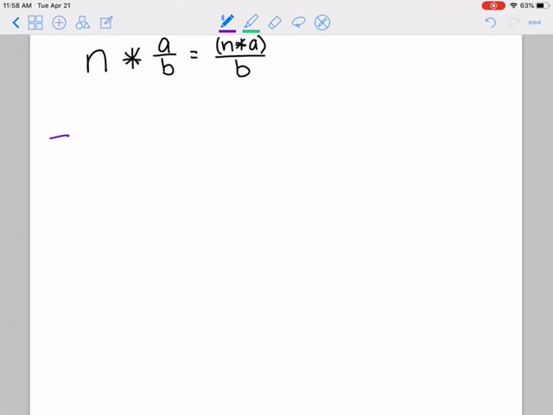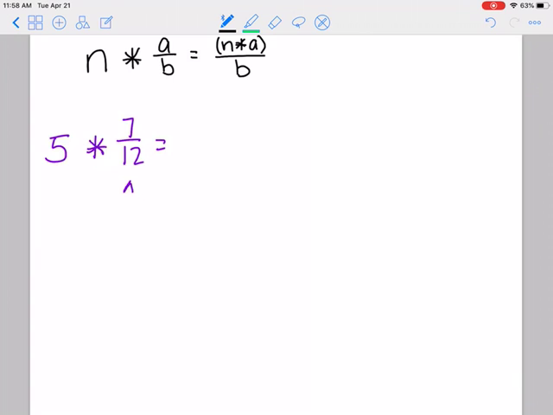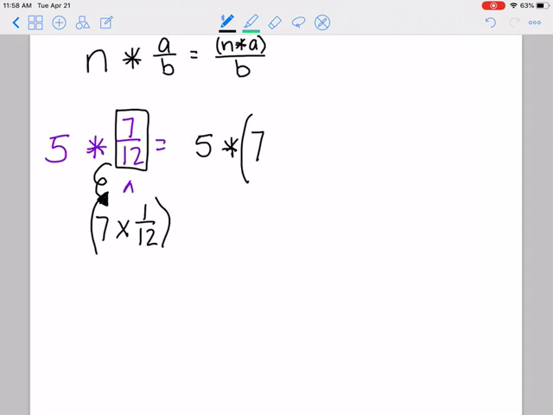So the next example is 5 times 7/12. Now you'll notice 7/12 is not a unit fraction. If I was to write a multiplication fact to represent this fraction by a whole number and a fraction, it would be 7 times 1/12. Okay, so I'm just changing 7/12 into a multiplication number model with a unit fraction. So now I'm going to rewrite my problem. 5 times 7 times 1/12.